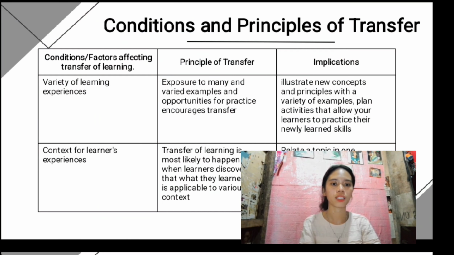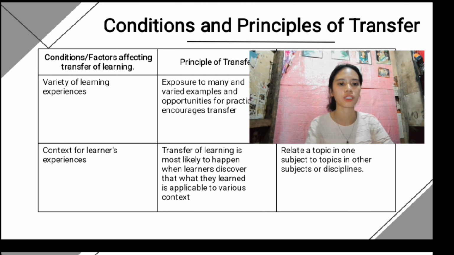The first example is variety of learning experiences. The variety of learning experiences has a principle of transfer and implications. The principle of transfer: exposure to many and varied examples and opportunities for practice encourages transfer, while the implications are to illustrate new concepts and principles with a variety of examples, and plan activities that allow your learners to practice their newly learned skills.